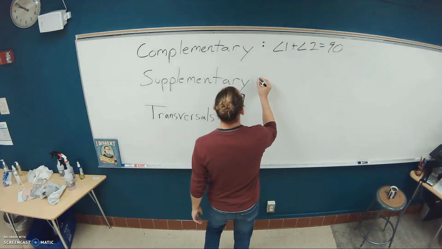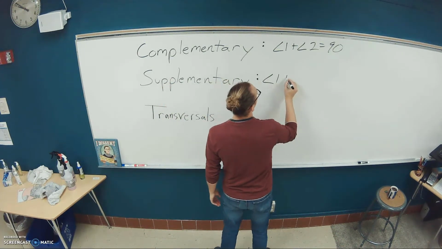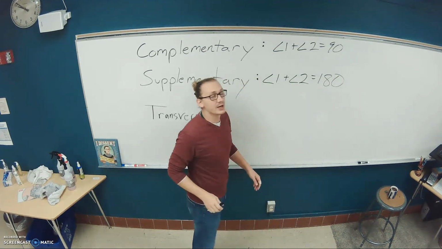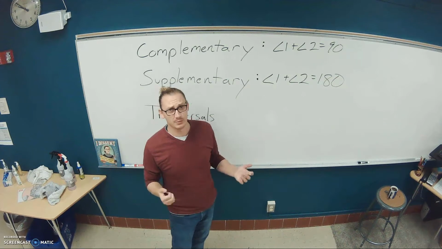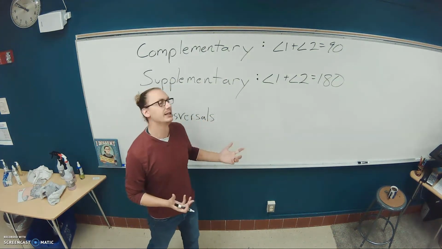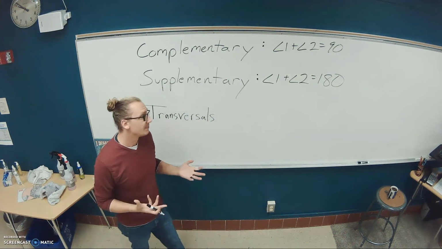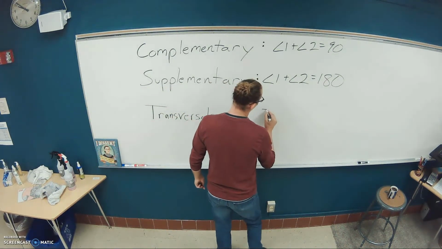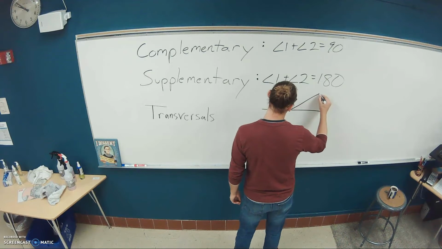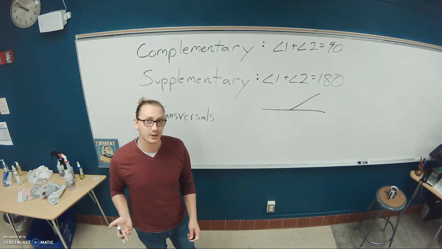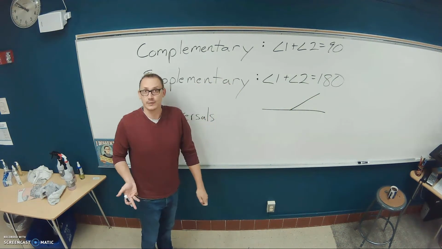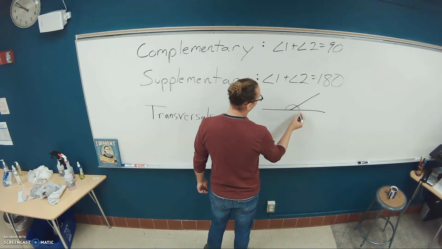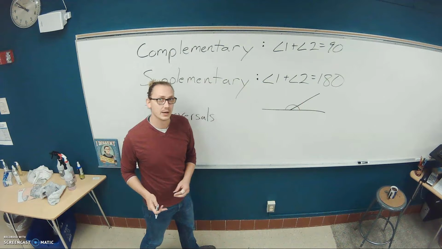Supplementary, on the other hand, is that angle 1 plus angle 2 is 180. And we talked about these before. We know that 90 is a really important angle measurement. We know that 180 is a really important angle measurement. If you think about linear angles, for example, that we talked about in the last year quite a bit, we know that any pair of linear angles are going to be supplementary because we are creating this 180-degree angle. This angle plus this angle has to equal 180 degrees.